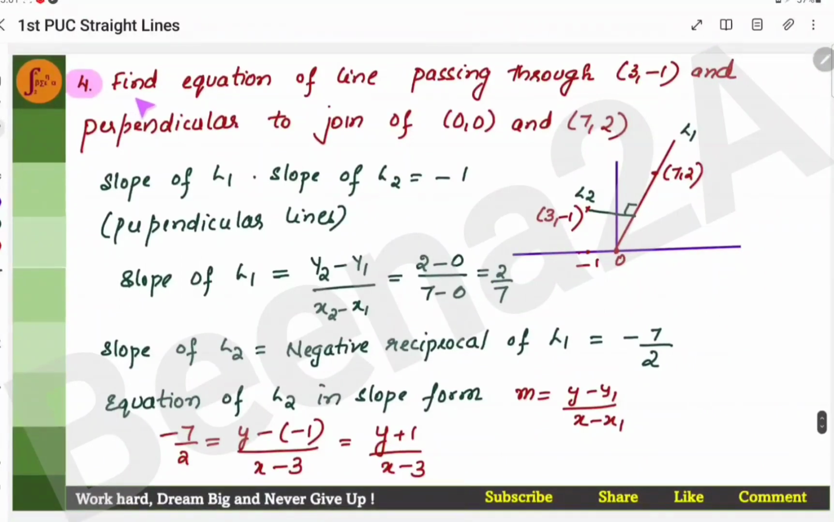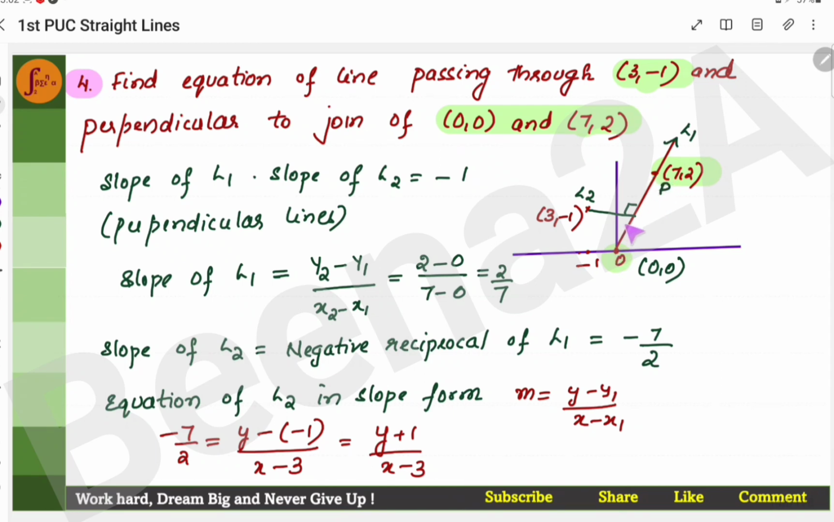The fourth problem, find the equation of line passing through one point and it's also perpendicular to the line which is joining 2 points. So there is a line that is joining these 2 points, 0, 0. So this is 0, 0, right? This is origin. And the another point is 7, 2. Let's call it P and this is O. There is a line joining these 2 points, right? Let's call this L1.